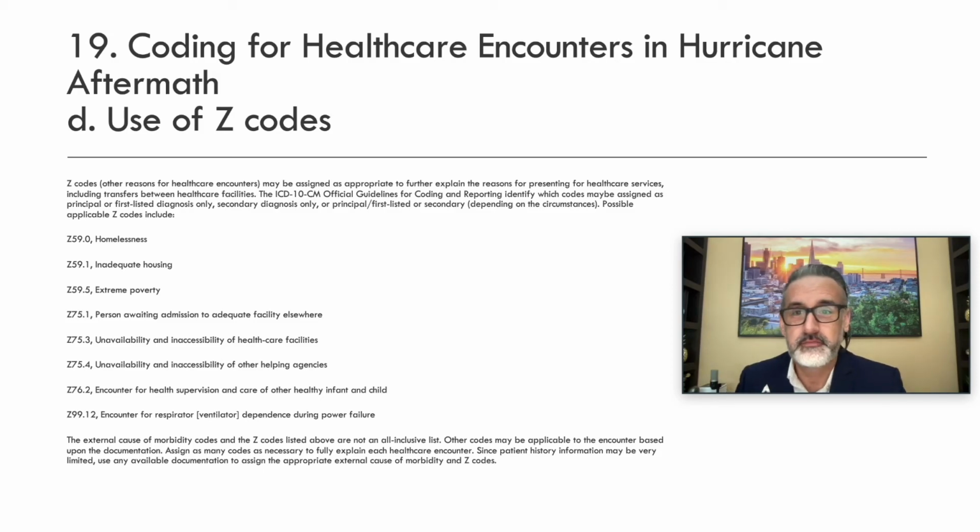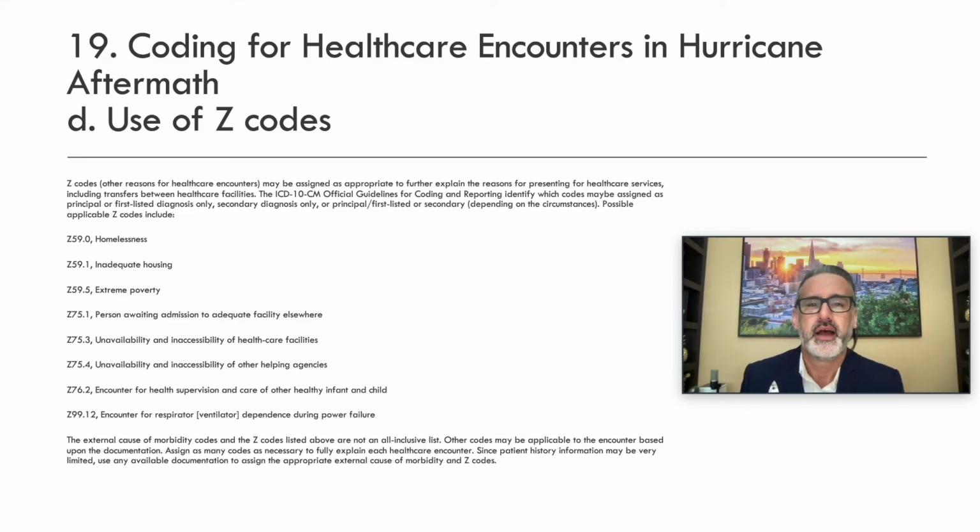And possible Z codes, for example, we have Z59.0, homelessness, Z59.1, inadequate housing, and so forth. It depends on which of the codes can be listed first and which codes can be listed second. Because normally these Z codes are not primary diagnoses, just in general. Like it says at the bottom, the external cause of morbidity codes and the Z codes listed above are not an all-inclusive list. Other codes applicable to the encounter based upon the documentation, and we would assign as many codes in the Z categories as possible based on whatever the documentation shows to be able to fully describe that encounter that the patient has.